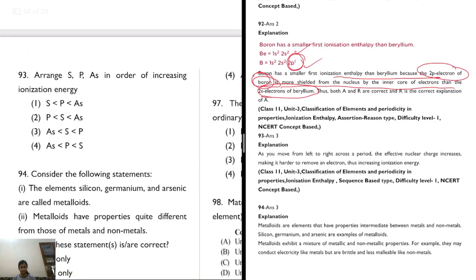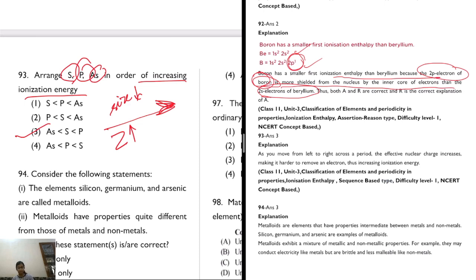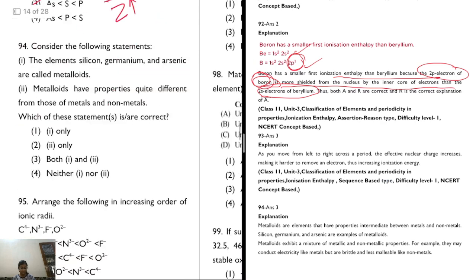Arrange sulfur, phosphorus, arsenic in order of increasing ionization energy. See, this would be the answer. Why? Because as you move from left to right, the size will decrease. So what happens if the size decreases? Effective nuclear charge would increase and it would be harder to remove an electron. Therefore, the ionization energy will increase. Okay, let's see the next question.